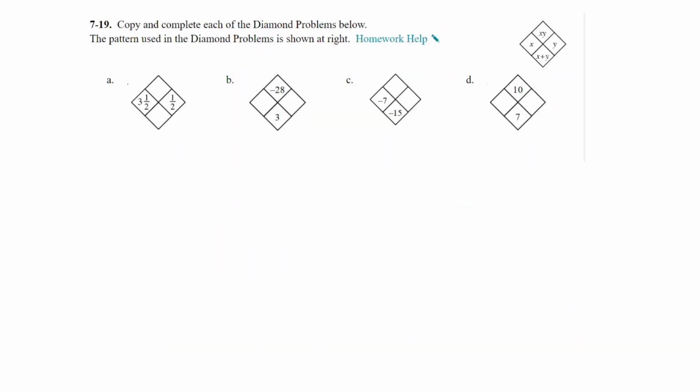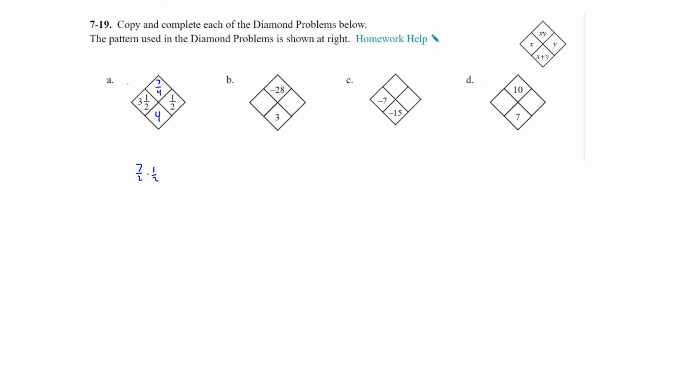Question 19. Copy and complete each diamond problem below. The pattern used in the diamond problems is shown at the right, same as it's been the whole time. So on part A, you have 3.5 and 1/2, so 3.5 and 0.5 if you want to look at them as decimals. So on the bottom you add, and that would be 4, and then on the top you multiply. Now to multiply, you might want to change that 3.5 to an improper fraction. So 7/2 times 1/2 would be 7/4.